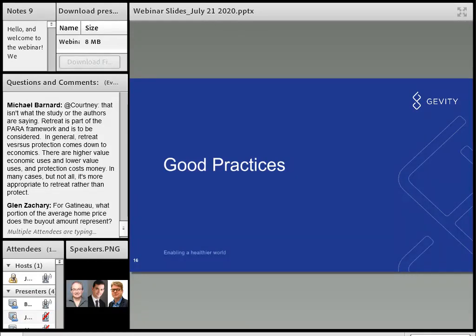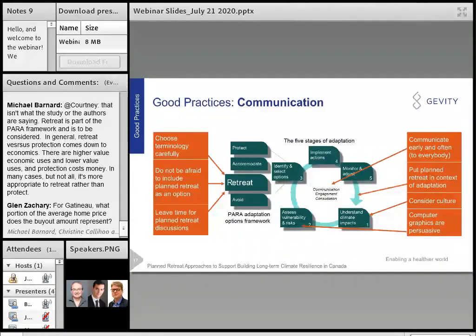Okay, this gets me to the final third of the presentation, the good practices that we've distilled from the case studies, from the literature that we consulted, and the key informants that we spoke to. So firstly, good practices surrounding communication. I'll point out here that we've tried to identify within the climate change adaptation cycle where these good practices might fit in, but these are just examples. So this is not so much a cookbook approach. You must use this good practice in this part of the cycle. We're just giving examples.